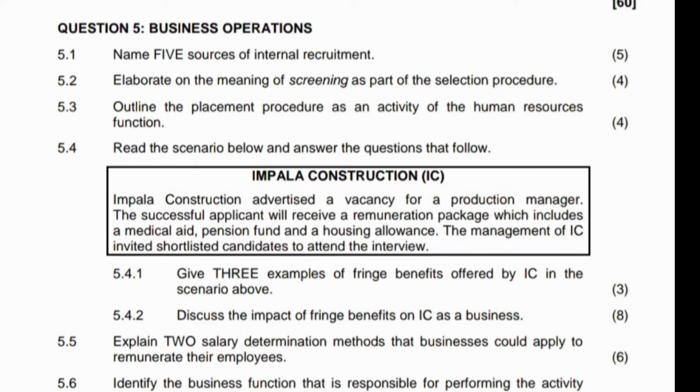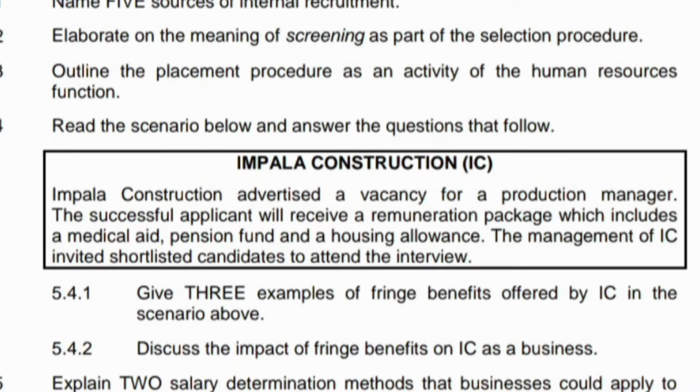Our fourth question, 5.4, is: read the scenario below and answer the questions that follow. Impala Construction advertised a vacancy for a production manager. The successful applicant will receive a remuneration package which includes a medical aid, pension fund, and a housing allowance. The management of IC invited shortlisted candidates to attend the interview.